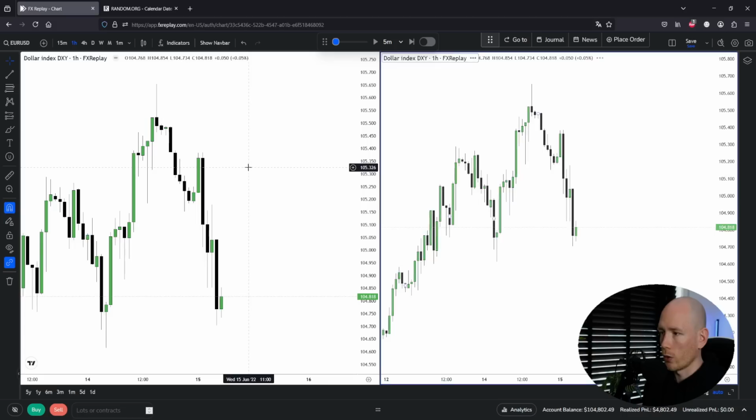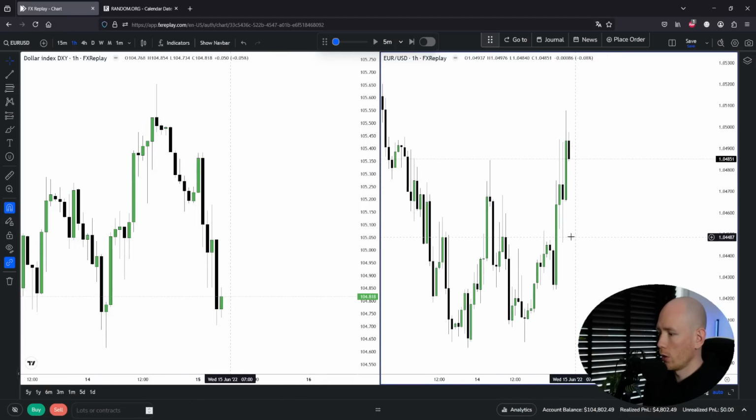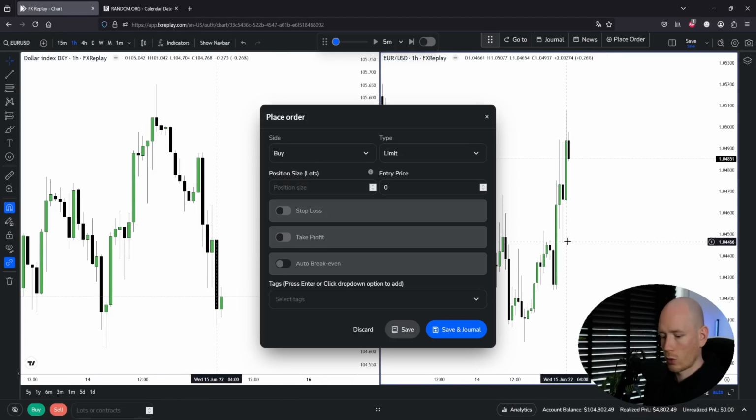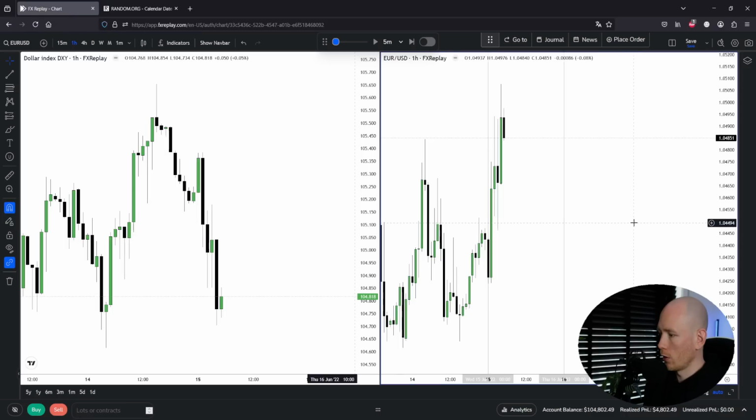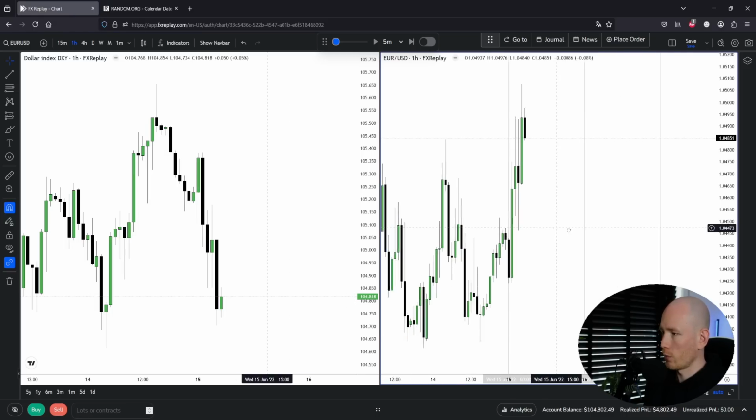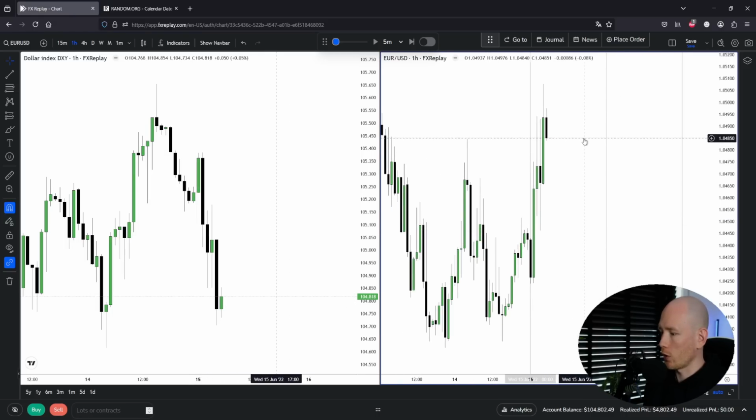Wait, we're still on the dollar. We need to be on the euro. And Alt V, man, not Alt space. Every time I click Alt space, instead I use Alt V as a shortcut for a vertical line. Right. Let's skip FOMC, which is at 2 p.m., which is around here. And then we're gonna go for the next daily candle.